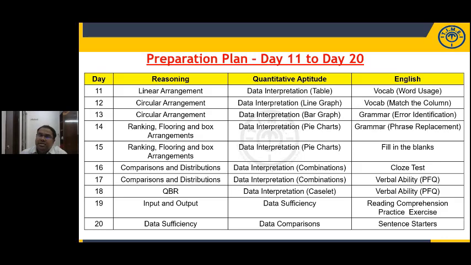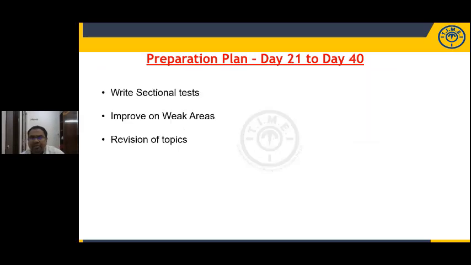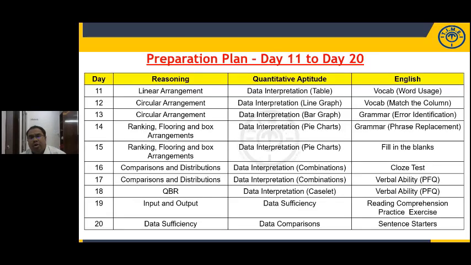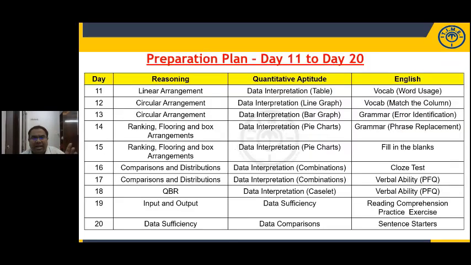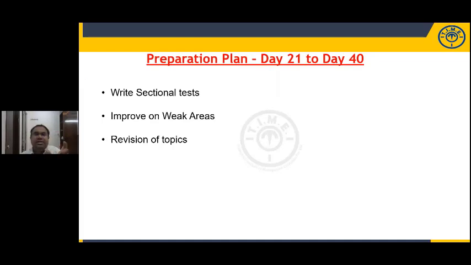That's all. Sectional test, again I'll tell you what needs to be done. See here. Day 21 to day 40, write sectional test. How to write? What is the schedule to be followed? Same schedule. Right? Miscellaneous test, write simple simplification, approximation, sectional test, take a sectional test on grammar. Then coding, decoding, then quadratic comparison. Simple. Whatever I've given from day 11 to 20, same days, same topics you take, you write down, you're done with your study material and your handouts, you do your sectional test.